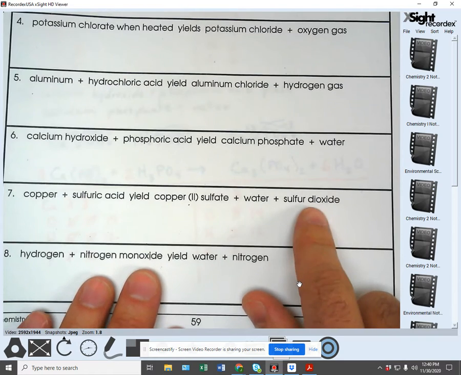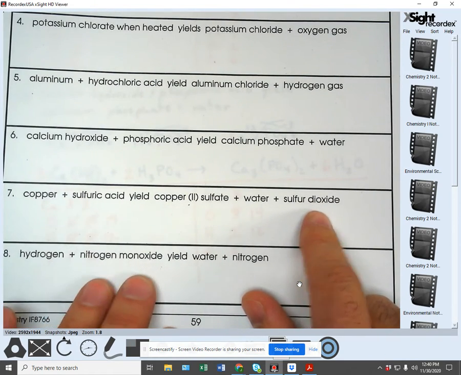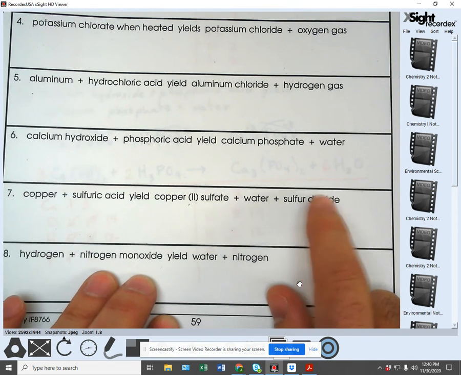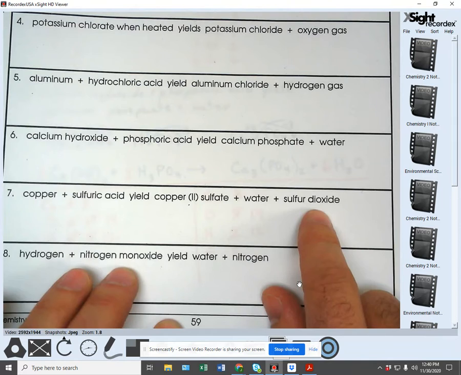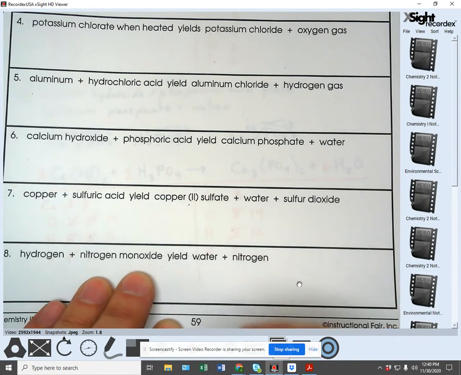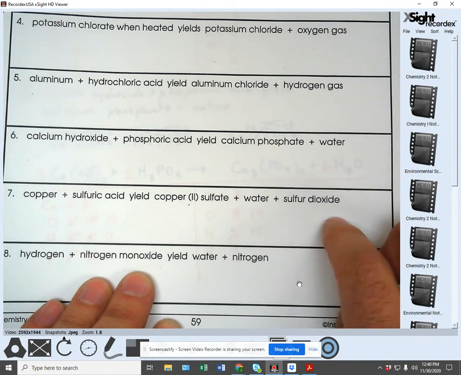Okay, and then down here, and number 7 and 8, just be careful. Like sulfur dioxide and nitrogen monoxide, those are covalent molecular in terms of how they're written. So remember, when they've got the mono, di, tri stuff in them, you don't use charges, no crossing. Prefixes tell you how many there are.